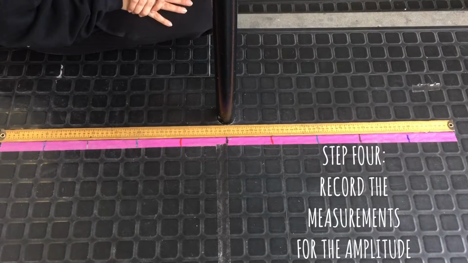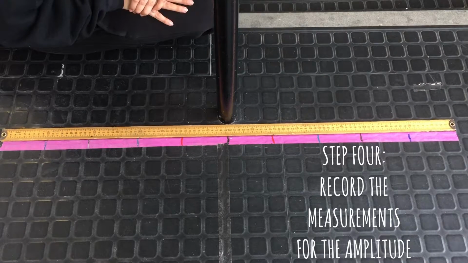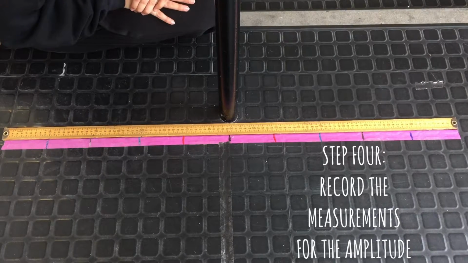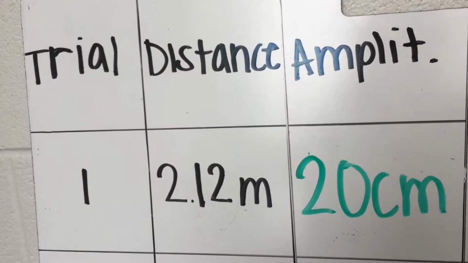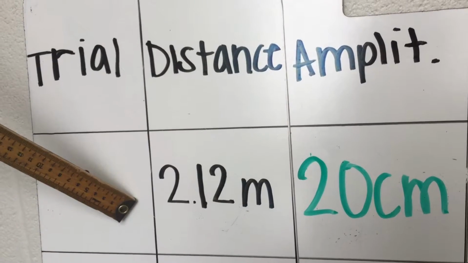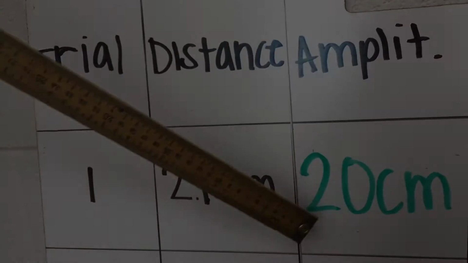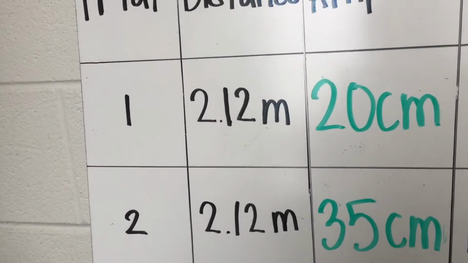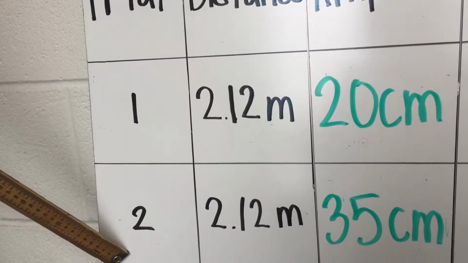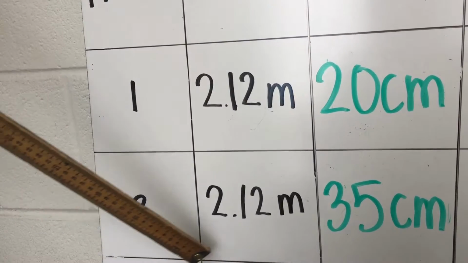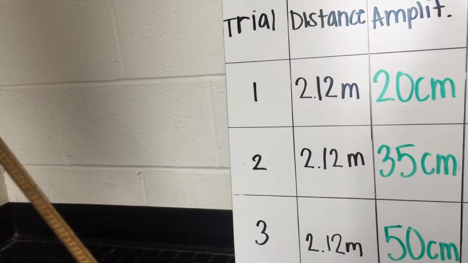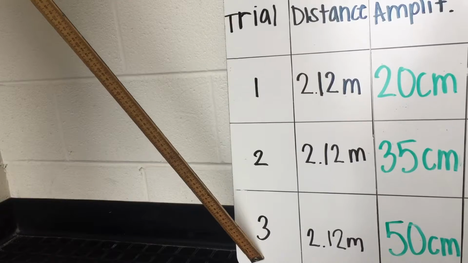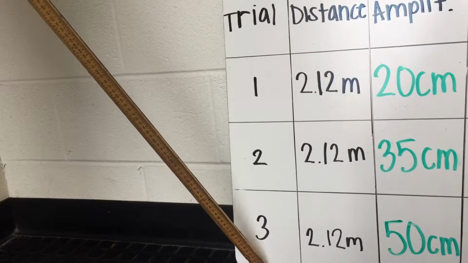Now we will record the measurements for the amplitude for the 3 trials that we would fill in our data table later on in the video. The first amplitude measured was 20 centimeters. The second amplitude had a measurement of 35 centimeters. And lastly, the third trial had an amplitude measured 50 centimeters.